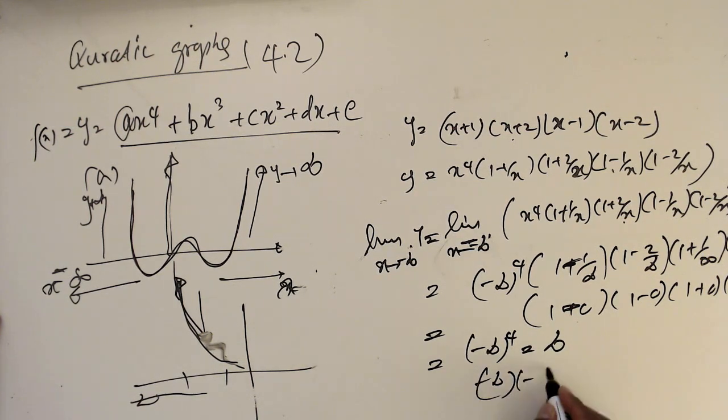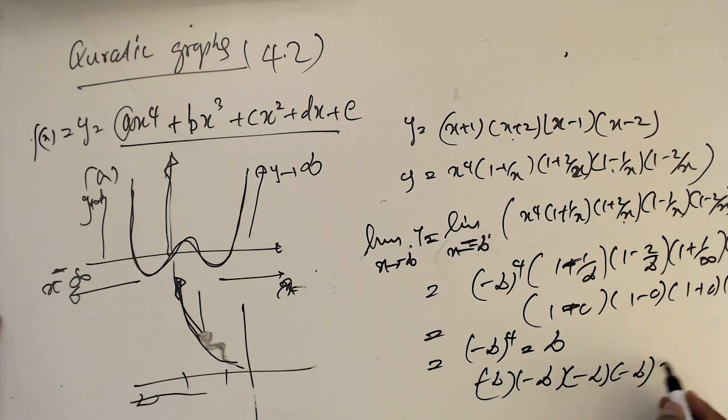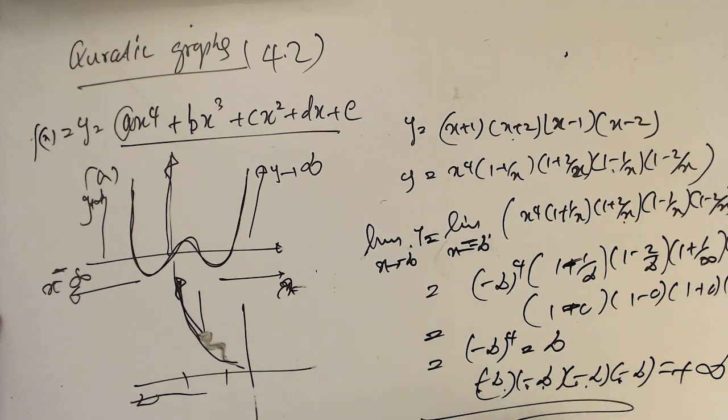Minus infinity times minus infinity, infinity times minus infinity, infinity times infinity times infinity. Negative times negative is positive, positive times negative is negative, negative times negative is positive.